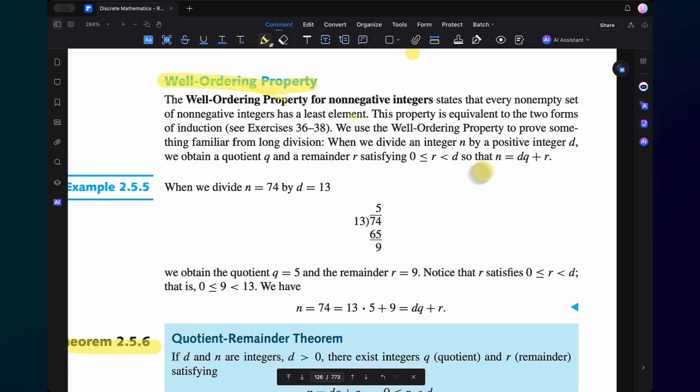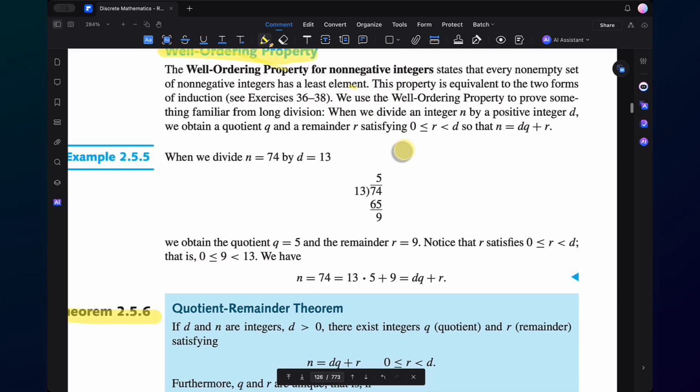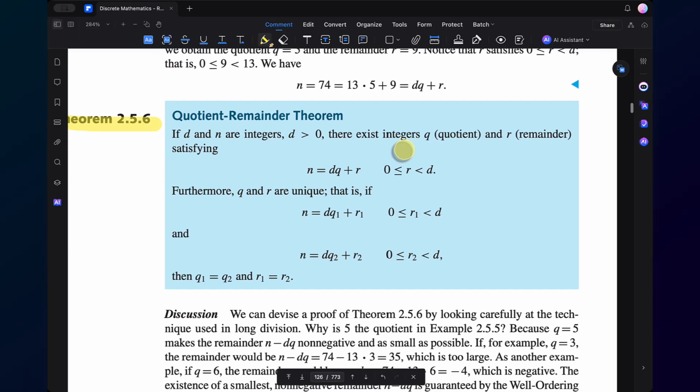We need this fact to prove the following very important theorem. I'm just going to state this theorem, and we will be using it over and over again. It's the quotient remainder theorem. It says if d and n are integers, and if d is greater than 0, then there exist integers q, the quotient, and r, the remainder, satisfying n equals d times q plus r, where r is strictly less than d. Furthermore, q and r are unique.